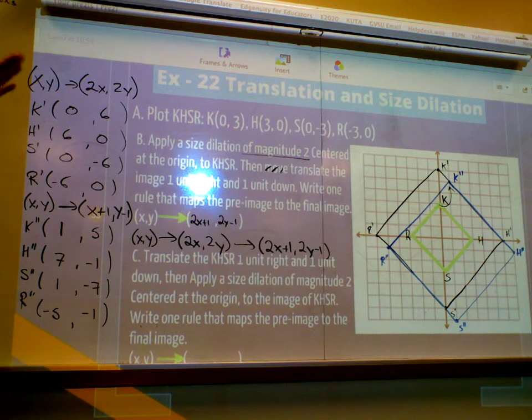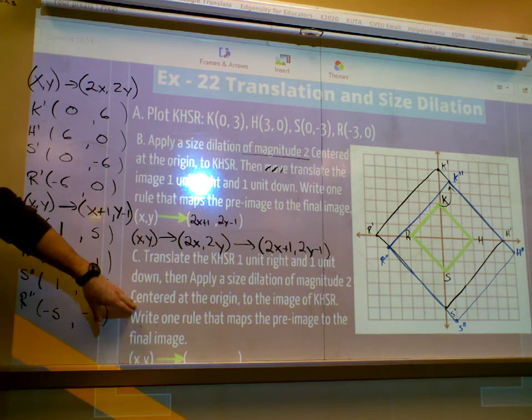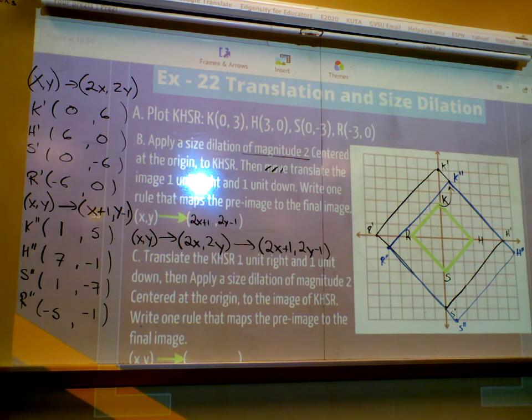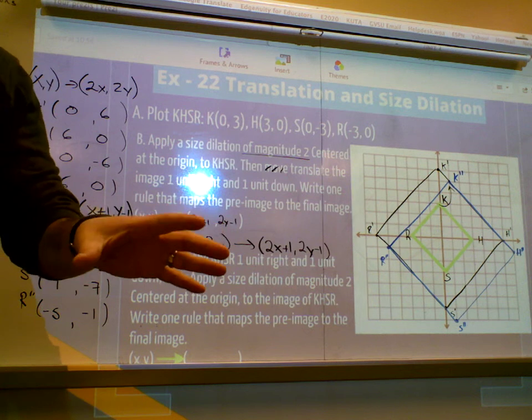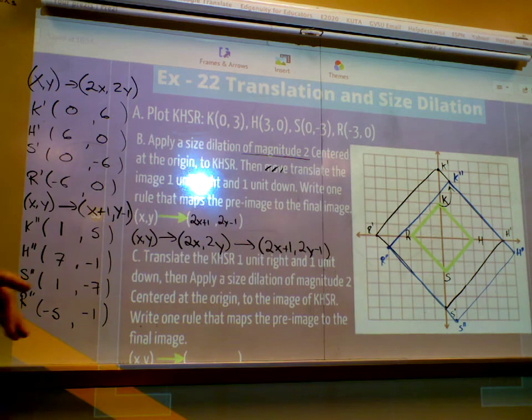Now, who thinks we're going to get the exact same final image between B and C? Who thinks the final image will be exactly the same? One guy, huh? Who thinks they'll be different?